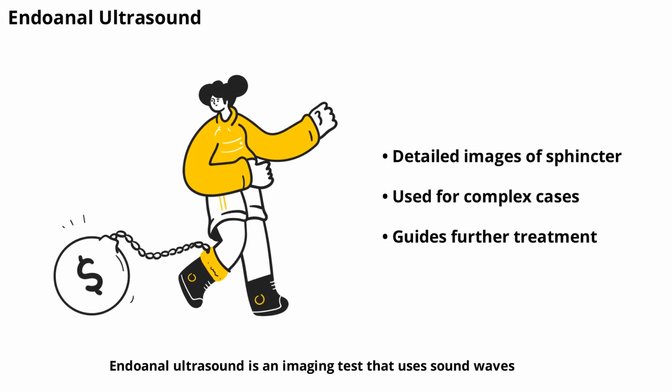Endoanal ultrasound is an imaging test that uses sound waves to create detailed images of the anal sphincter and surrounding tissues. This test is rarely needed for simple fissures, but can be valuable in cases where there is suspicion of deeper tissue involvement, abscess, or fistula. Endoanal ultrasound provides precise anatomical information to guide further treatment.